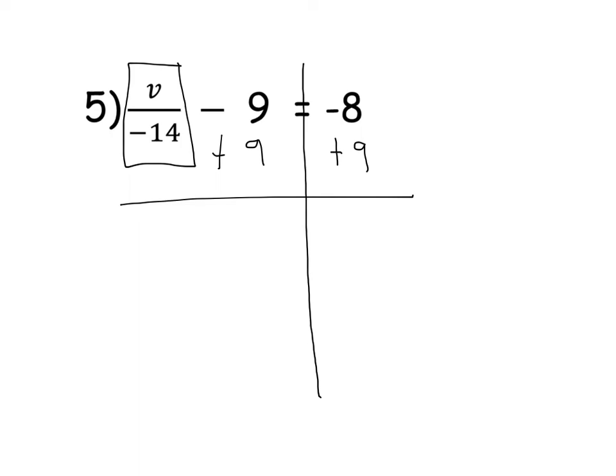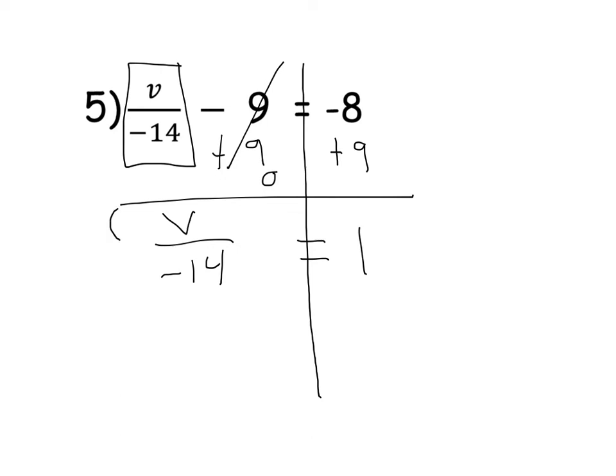Now, when I have a -9 and a +9, we think of that as a -9 plus a 9 that goes to 0. So what I am left with is v over -14 equals -8 plus 9 is a +1. Once again now, I've got to get the v by itself. I have this divided by -14. To undo division, its opposite is multiplication. So we multiply by what we are dividing by. I'm dividing by -14, so I'm going to multiply.